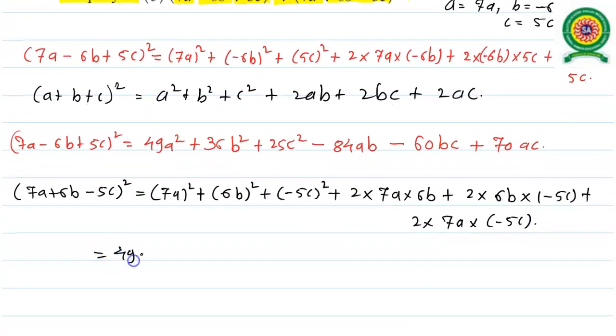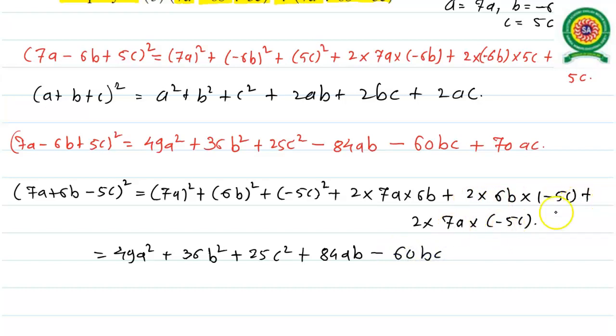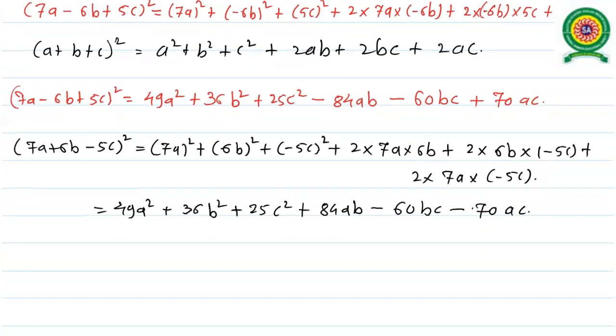We have 7 square is 49a² as it is, 6 square is 36b² as it is, minus 5 square means -5 into -5, we are getting 5 5s are 25, minus minus plus means plus 25c² as it is. Now plus 7 2s are 14, 14 6s are 84 times ab, then plus-minus we have a minus: 6 2s are 12, 12 5s are 60 times bc, again plus-minus we have a minus: 7 2s are 14, 14 5s are 70 times ac. So that is the expansion for (7a + 6b - 5c)² in this way.